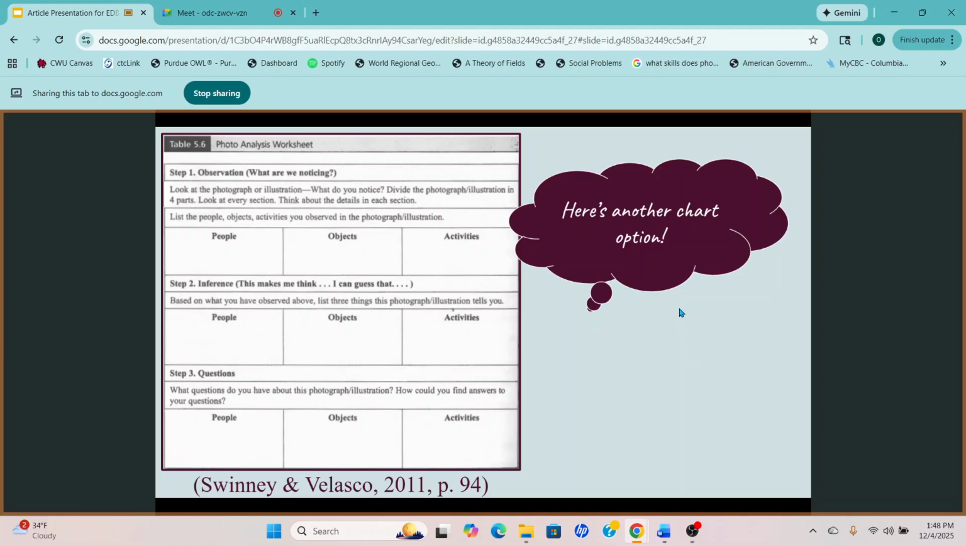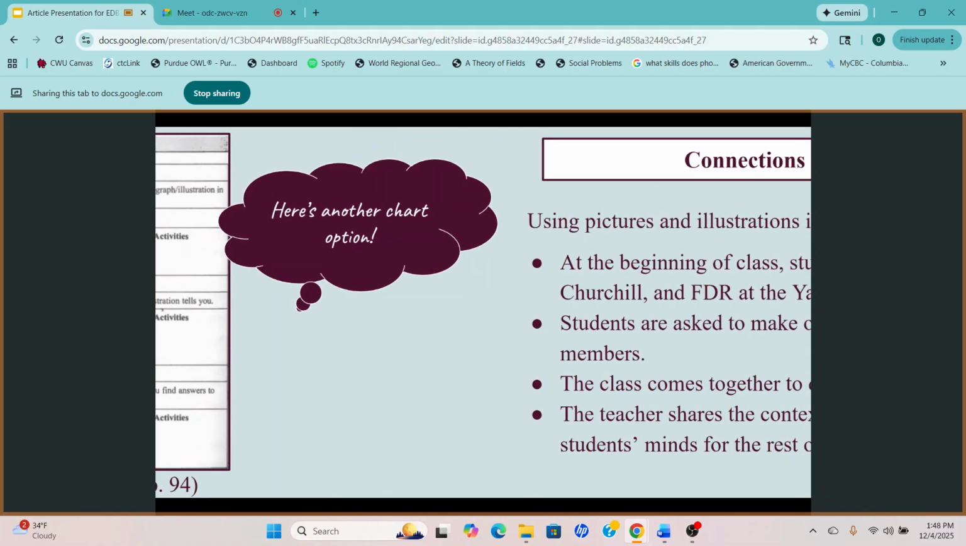This is another chart option that can be used by teachers using this strategy. Step 1 is observation, step 2 inference, and step 3 questions, and then it has 3 categories for each step that students can use to guide them.